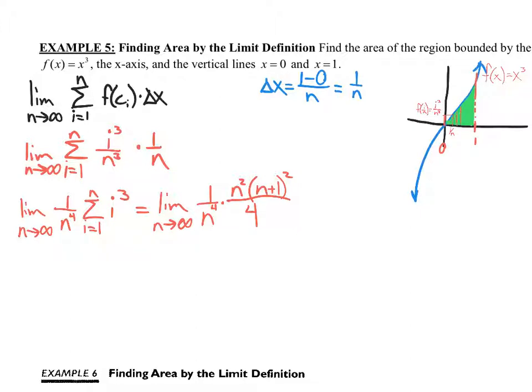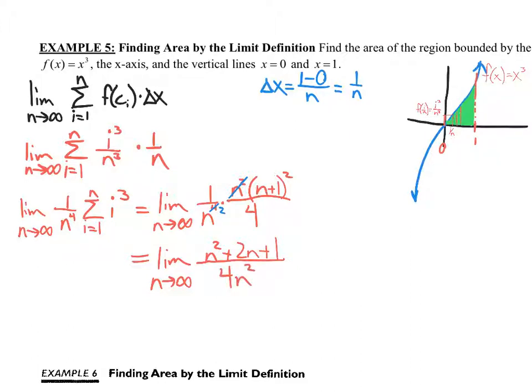All right, so the first thing I'll do as I go to simplify this, I'm going to cancel that out and I'll just have an n squared on the bottom. I'm also going to FOIL the numerator because that'll help me as I take the limit as n approaches infinity. So the limit as n approaches infinity of (n squared plus 2n plus 1) over 4n squared.